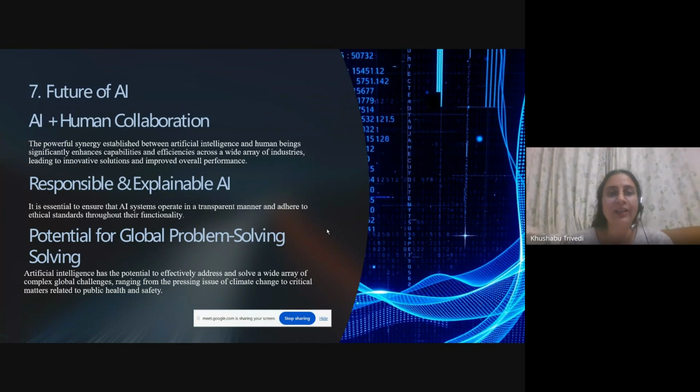So there is explainable AI that comes into the picture, in which we can use explainable AI algorithms like SHAP and LIME. After applying these algorithms, we can say that in a transparent manner our algorithm, our method, our system is giving these 98 or 99% results. So we can say that it has potential for global problem solving also.